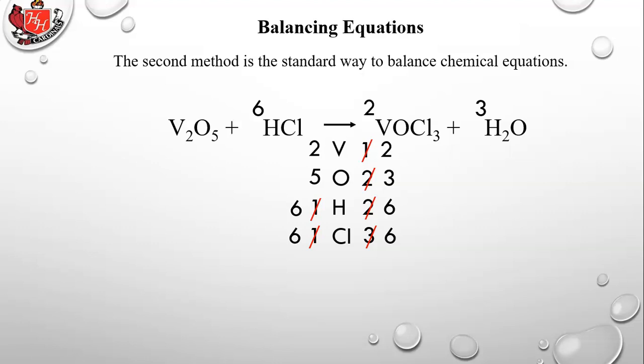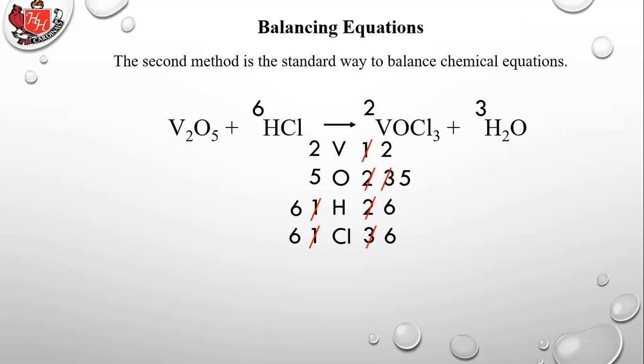However, it is in balance. We have 2 oxygen in the VOCl3, and we have 3 oxygen in the water molecule. That's 2 plus 3 is 5, so that changes the oxygen to 5. Now you can see that every element is in balance. You have the same number of atoms of each element on the left side as on the right side.